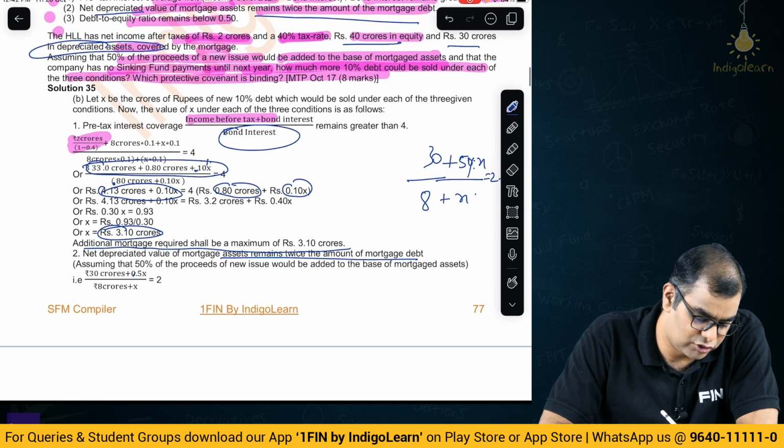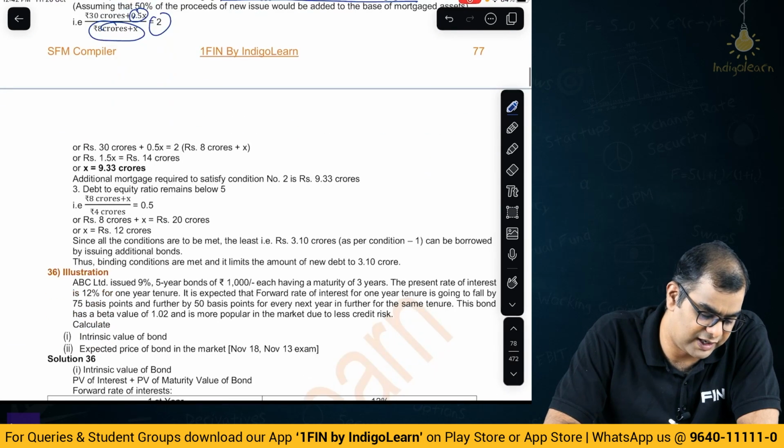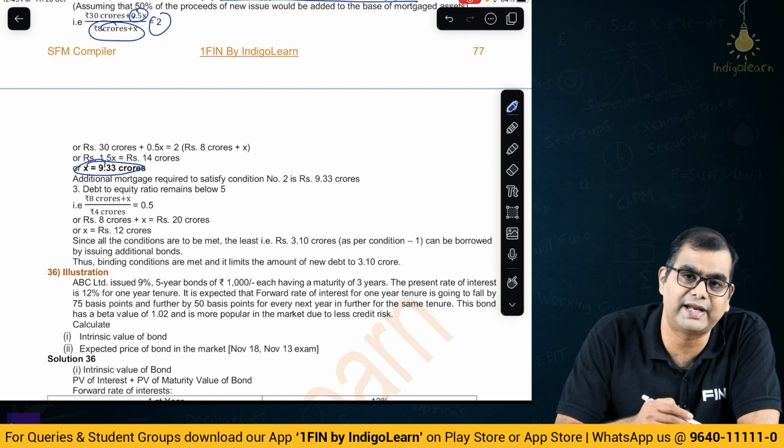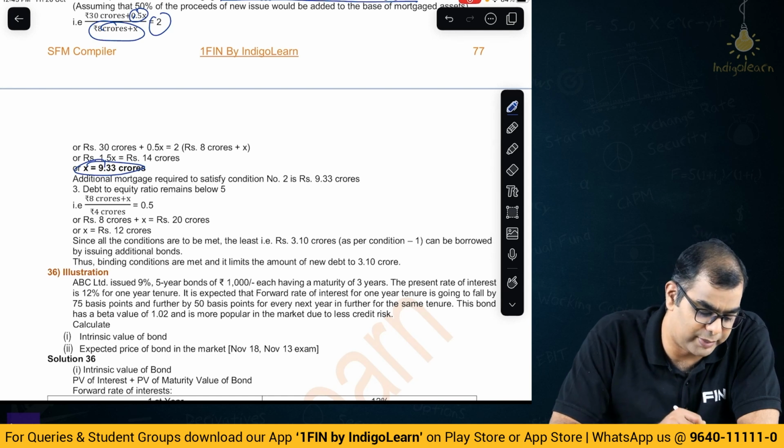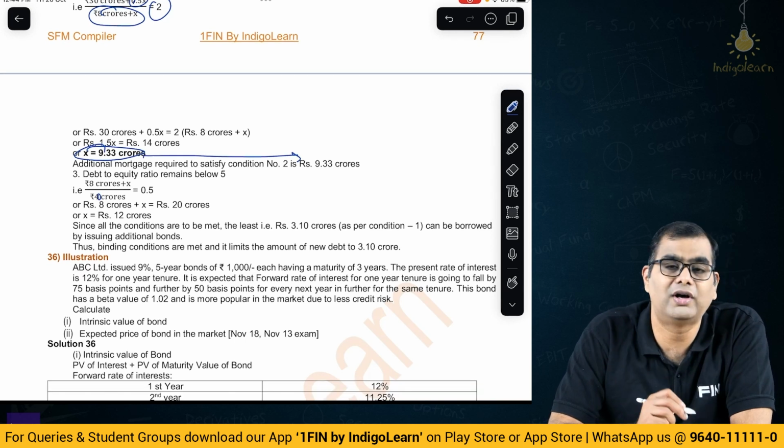Right. So, 30 crores plus 0.5x by 8 crores plus x is equal to 2 and you solve for x, you get a value of x as 9.33. You can take additional loan of 9.33 crores without breaking this covenant. So, what is the third covenant?